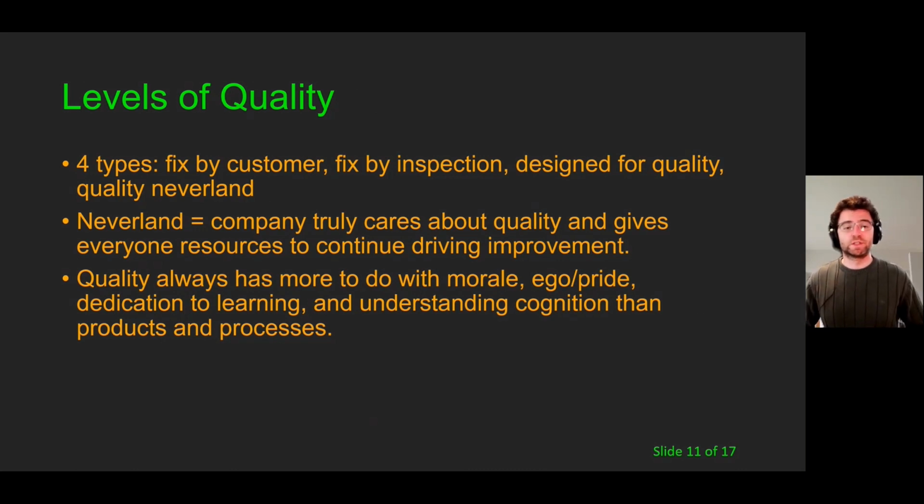There are various levels to quality. We hinted at this a little earlier, but essentially there's really four types, right? There's fixed by customer, where essentially you make it. You don't really have any level of controls internally. You don't really have a culture of quality, so you just make it and pass it on to your customer, and they tell you all the issues, and boy, will they tell you. There's fixed by inspection.